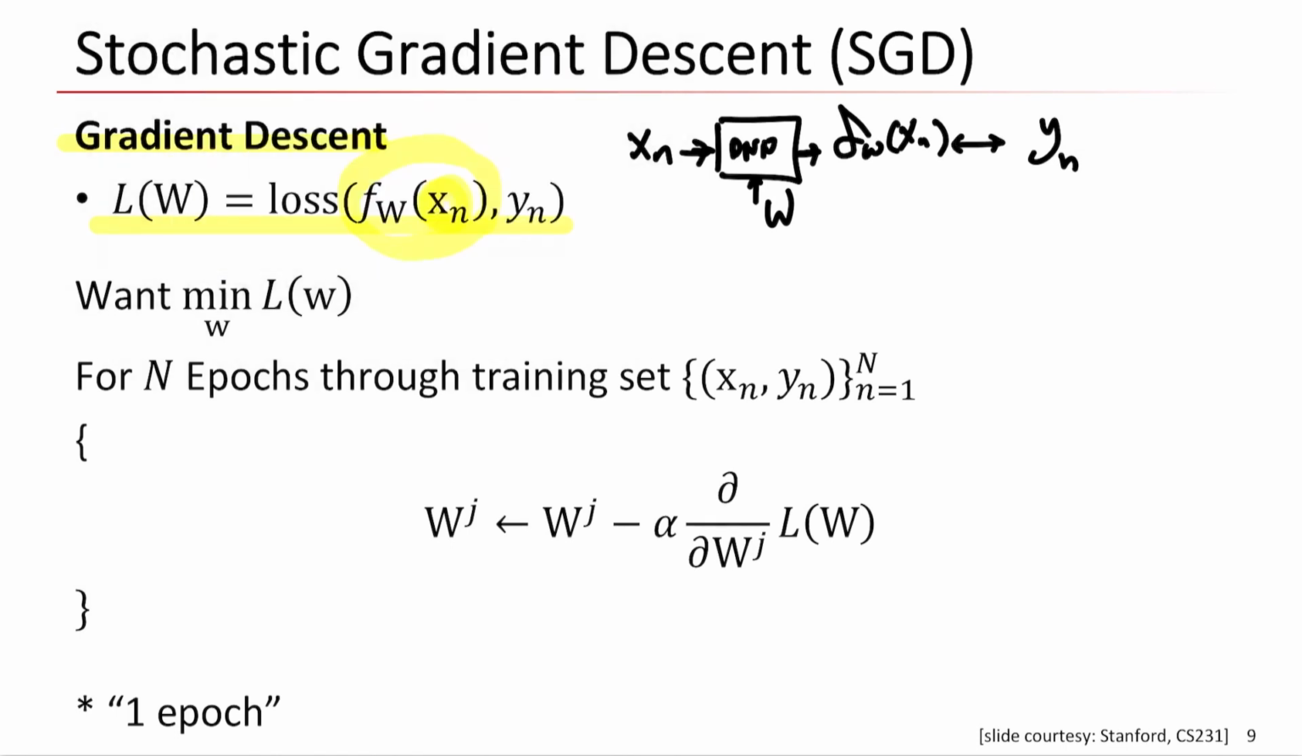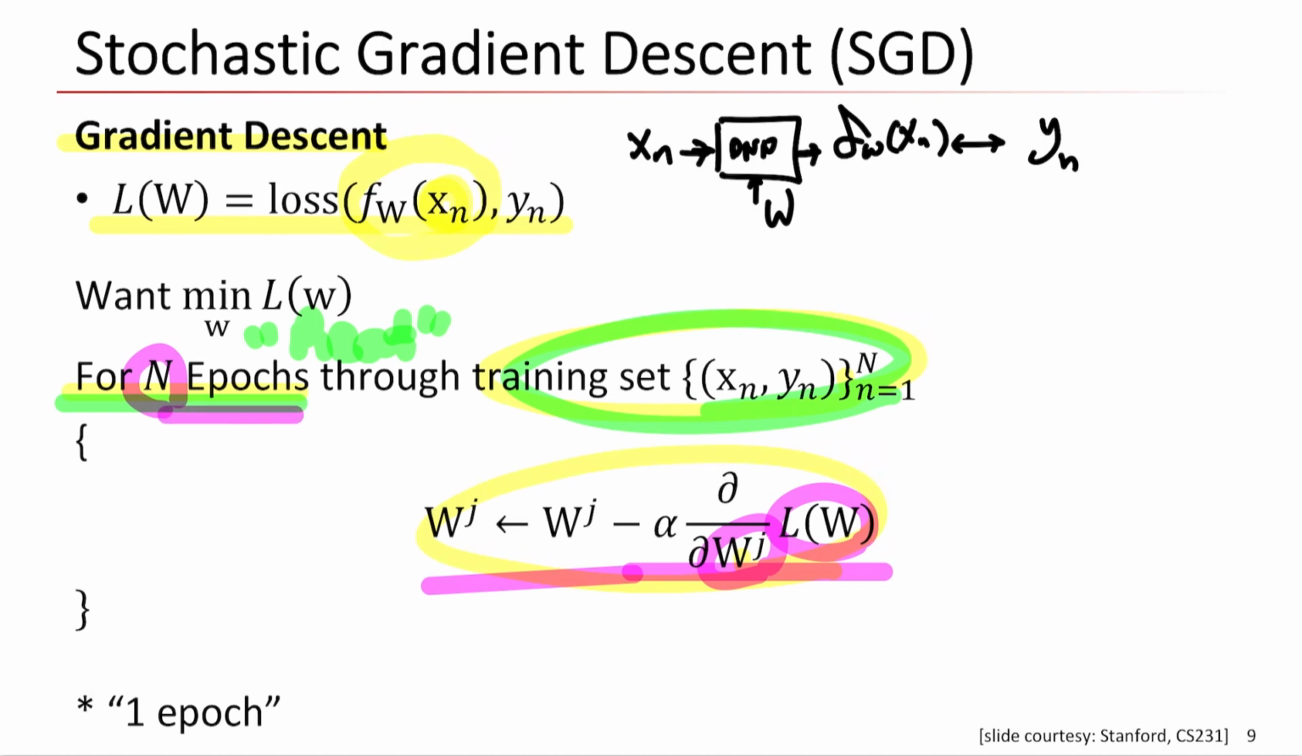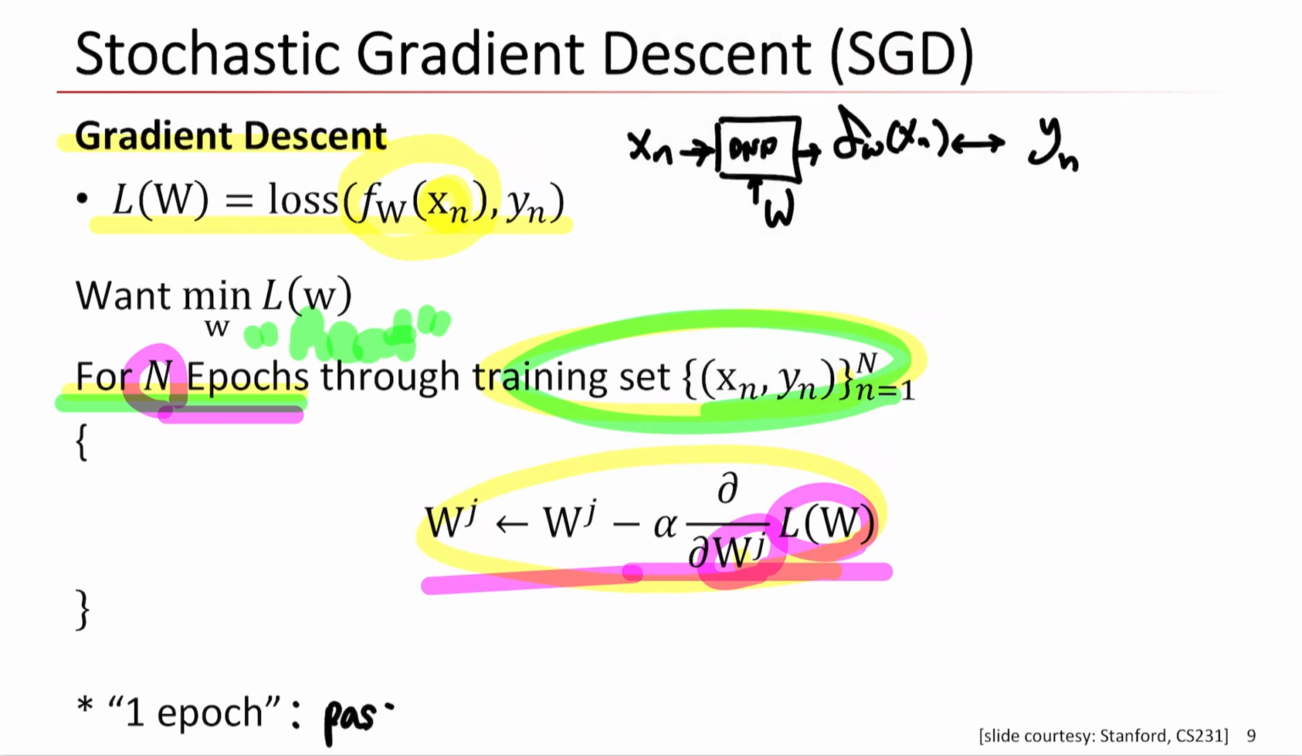So gradient descent is to repeat the gradient update through the whole training set. Okay, so here I said this is a repeat. Repeat means we update the gradient of the loss function in terms of wj for n times. So we can say this is just an epoch. So one epoch means one pass through the training set.